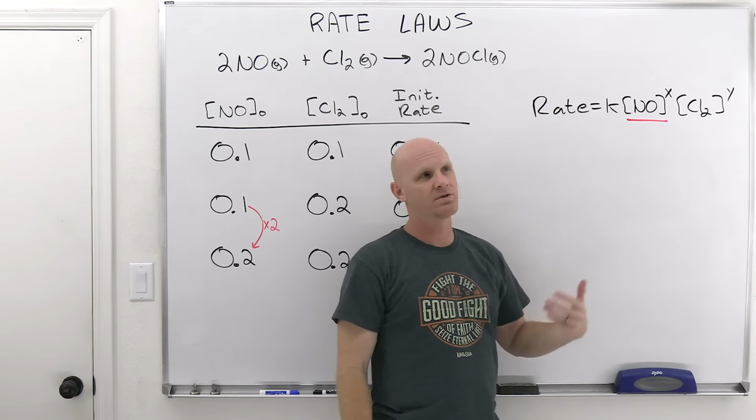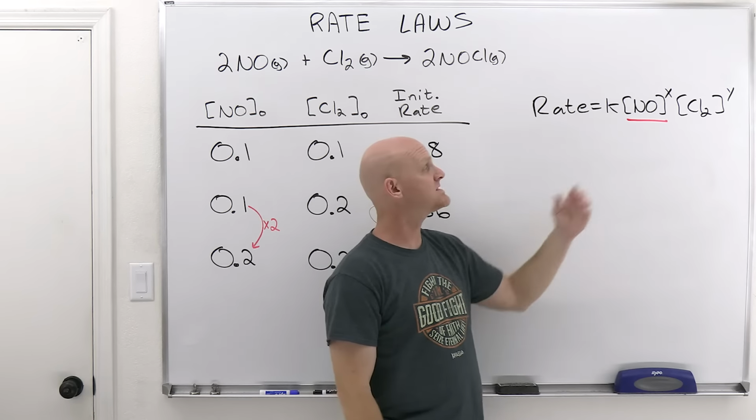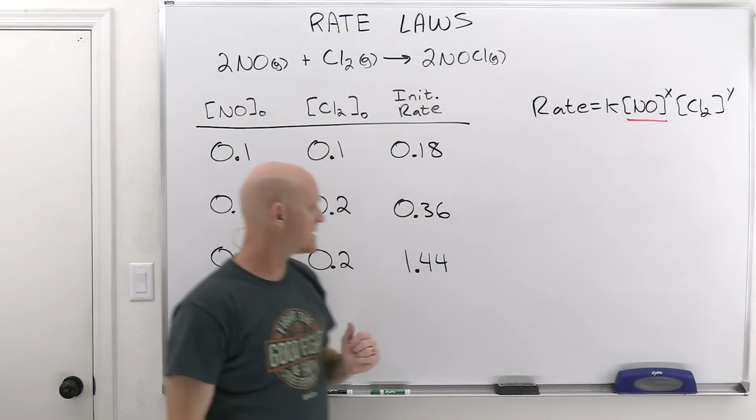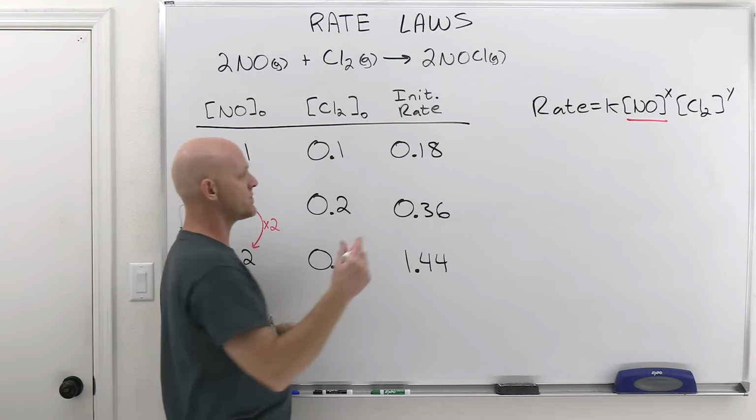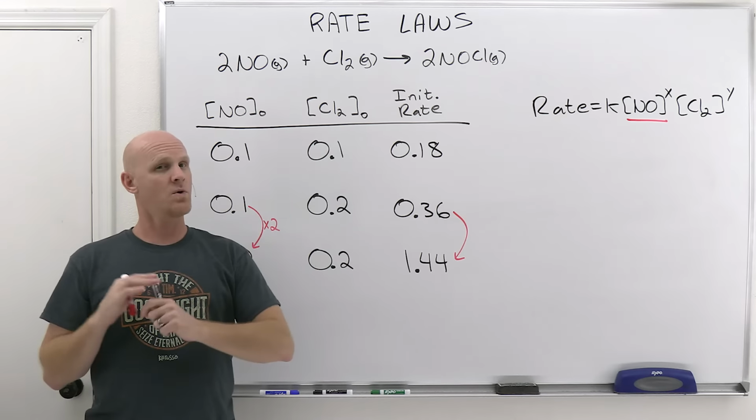But if that's a 0, well, then it's not going to change at all, because anything to the 0 power is 1, and anything times 1 is itself. And so if it's 0 order, then the rate's not going to change. Well, if we compare trial 2 to trial 3, the rate changed. Okay, well, then it's not 0 order.